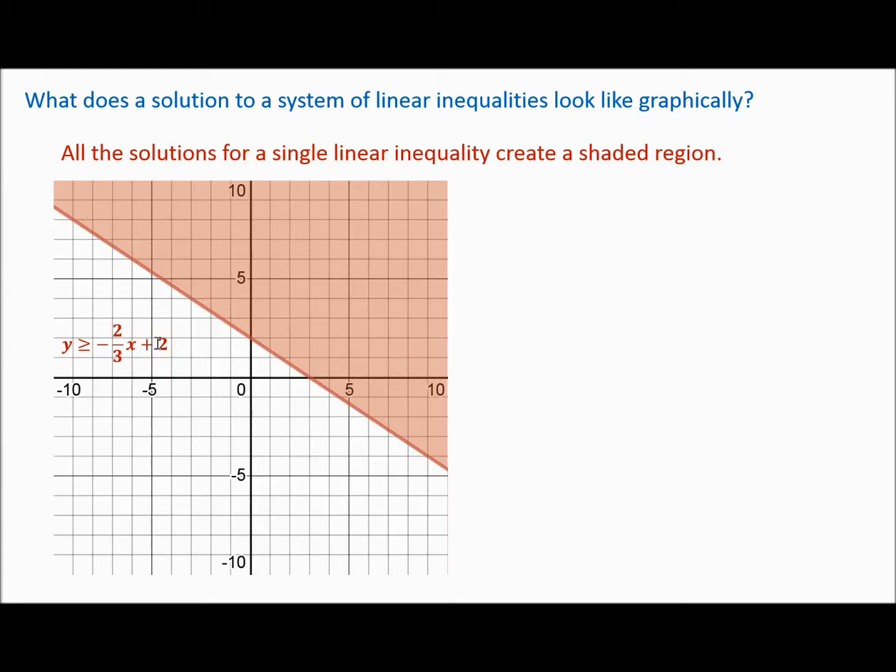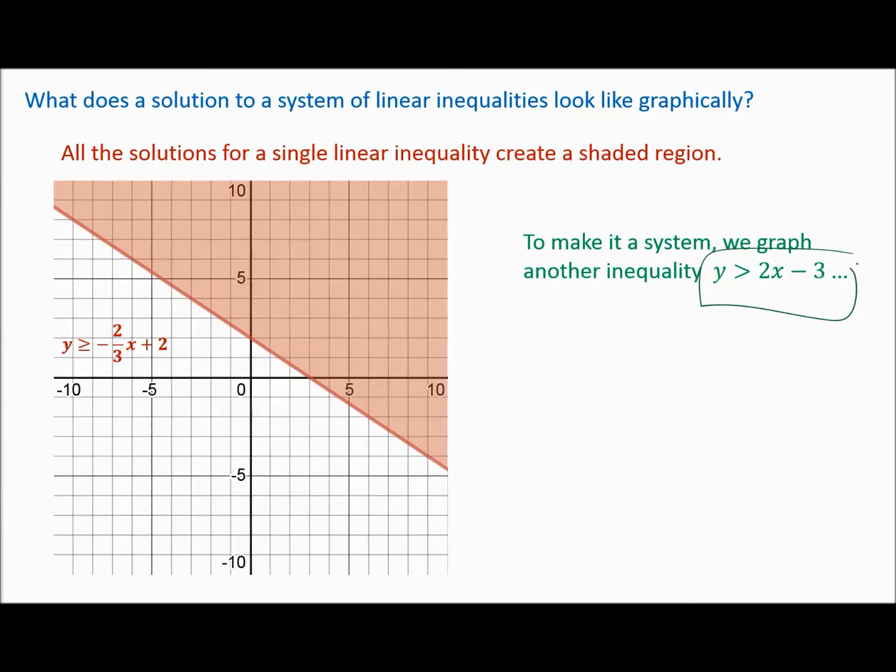Now, what if I go and throw a second inequality into the mix? Here we are. So in green over here, to make it a system, we graph another inequality. So we've got y is greater than 2x minus 3. Let's talk about how you would graph that. So my y-intercept is negative 3, so I go down to negative 3 on the y-axis. And my slope is 2. Remember, you could write that as 2 over 1. So I count up 2 and right 1, up 2, right 1, keep doing that, and that gives me this line right here.